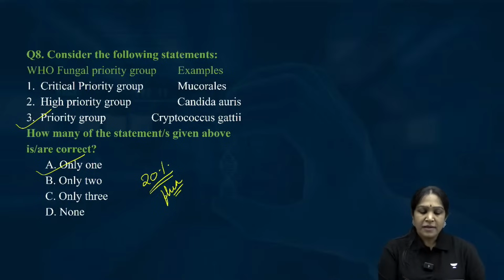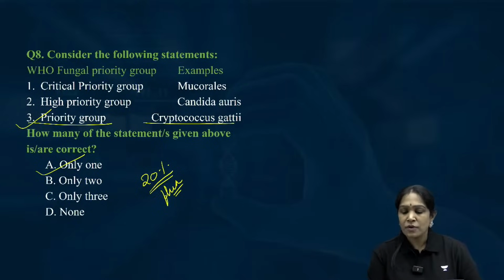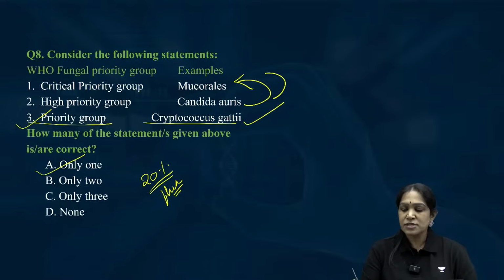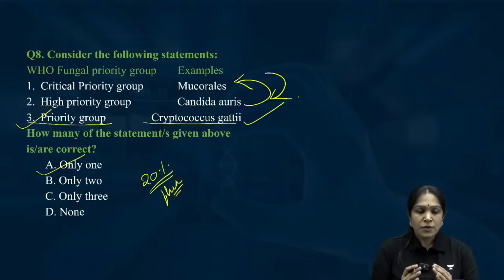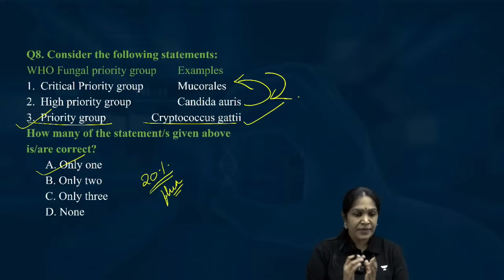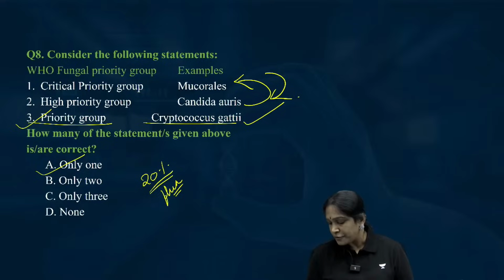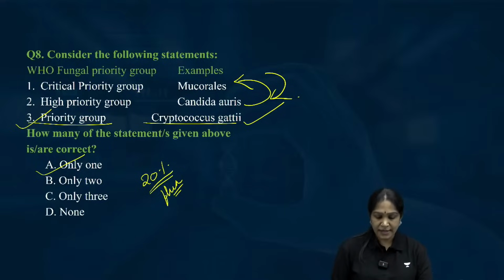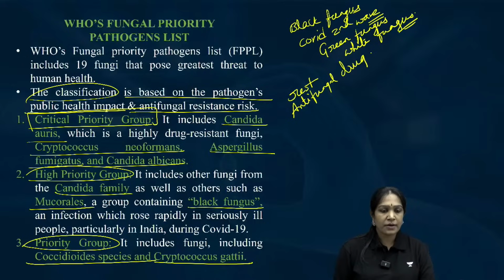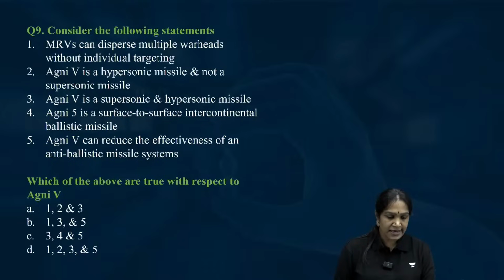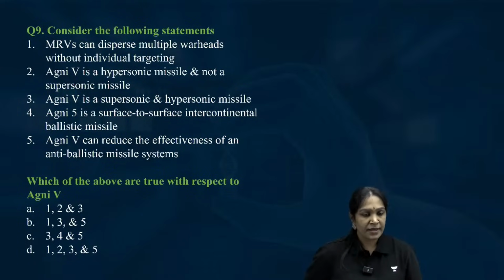If you observe, priority group, Cryptococcus gattii is correct, but these two are swapped. Okay, so only one is correct and the statement number 3 is correct. Is the discussion clear for all of you? Yes. Now, how to remember? Repeated revisions is the only solution.